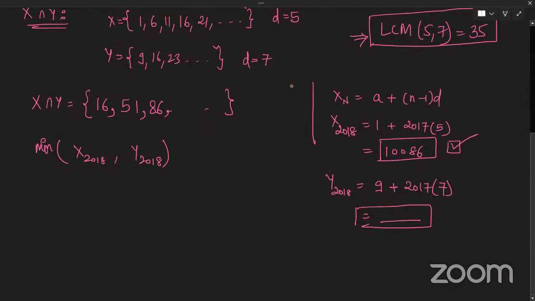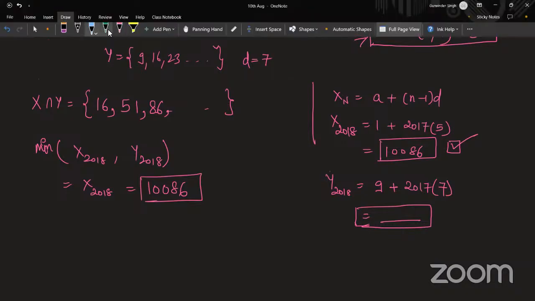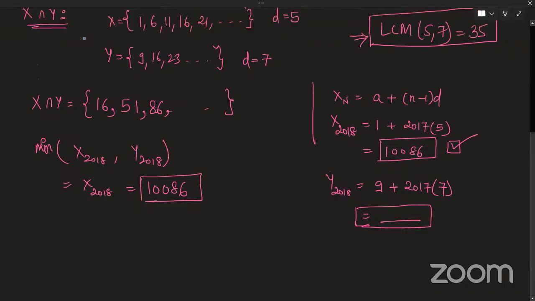Yes, sir. So what will be my lower value? It will be 10086, right? This is for sure my lower value. You can try and calculate y of 2018 also, if you want to waste your time in the exam. But I have less computing power, so I don't want to waste my brain calculating y of 2018. Everyone got why I'm not calculating the value of y 2018? Yes, it is a clever trick.